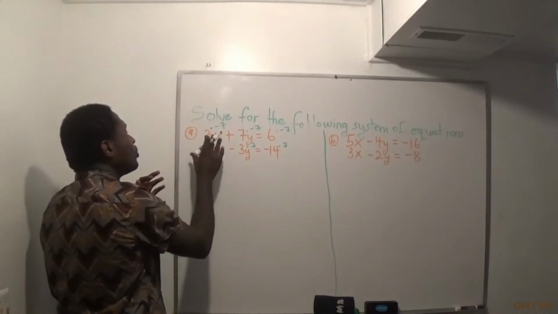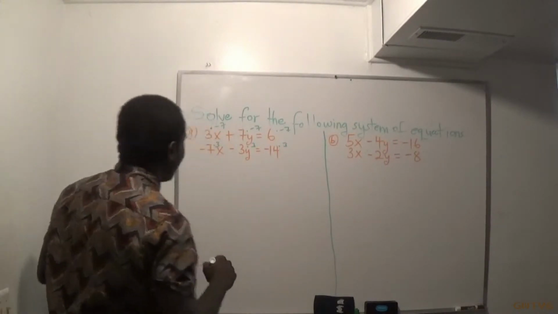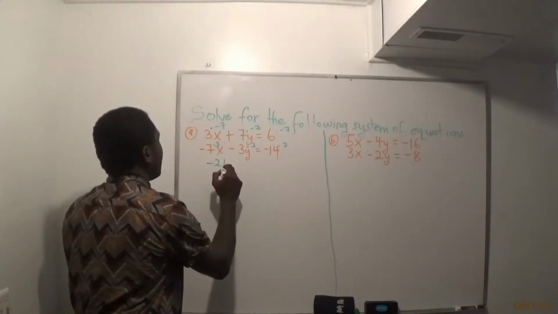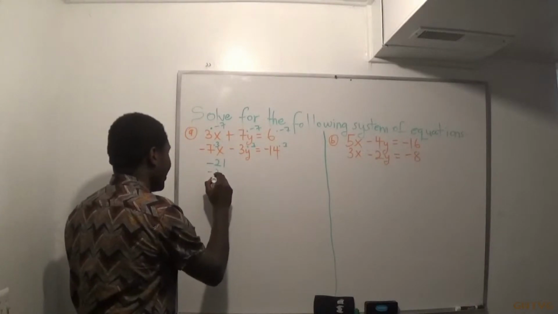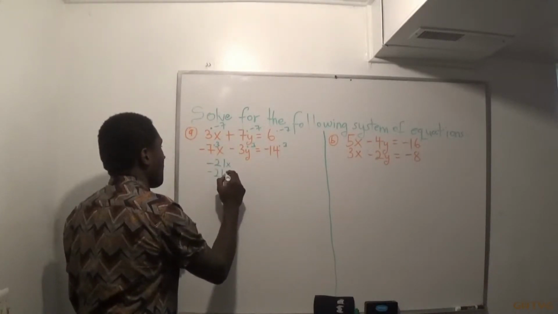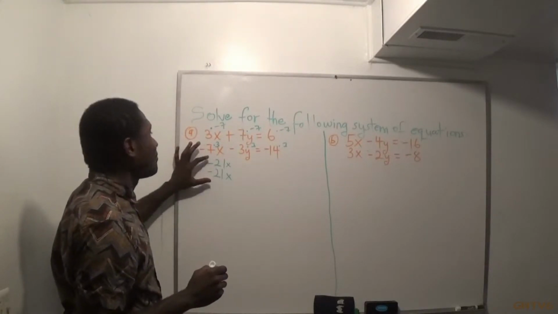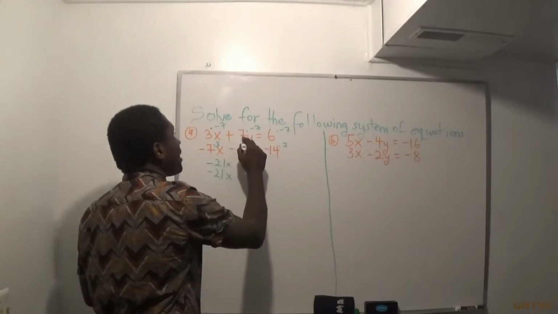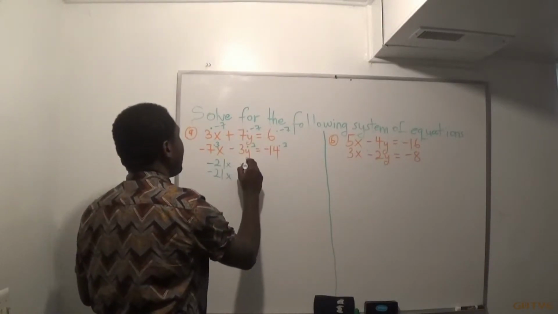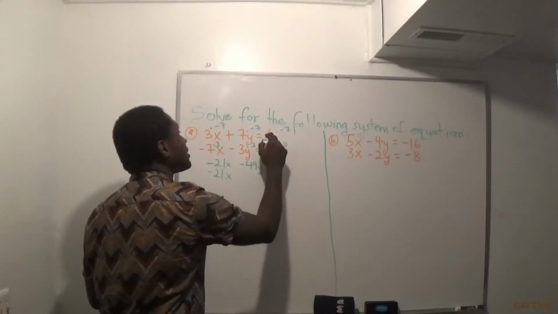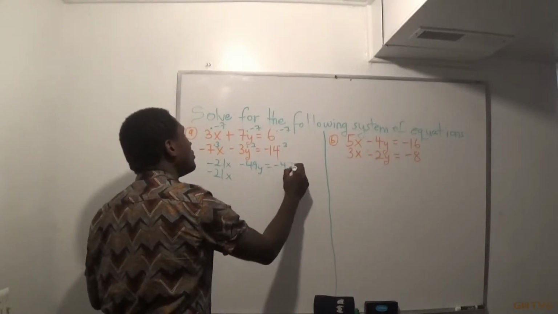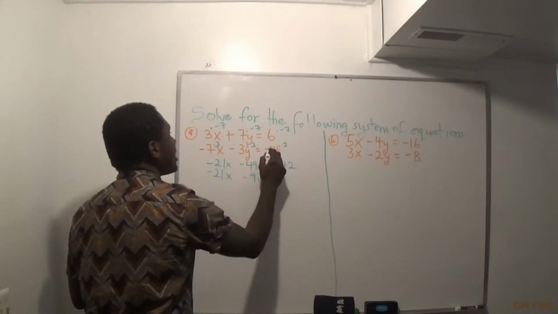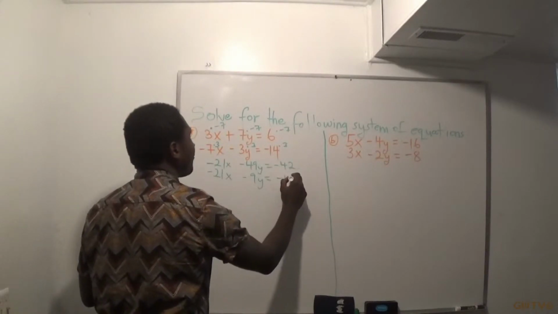And the reason we had to do this: 3 times -7 is -21, and -7 times 3 is -21. So I wanted the x terms to be the same, and they are the same. Now let me do these right here. +7 times -7 is -49y equals 6 times -7, which is -42. Here, -3 times 3 is -9y, and -14 times 3 is -42.